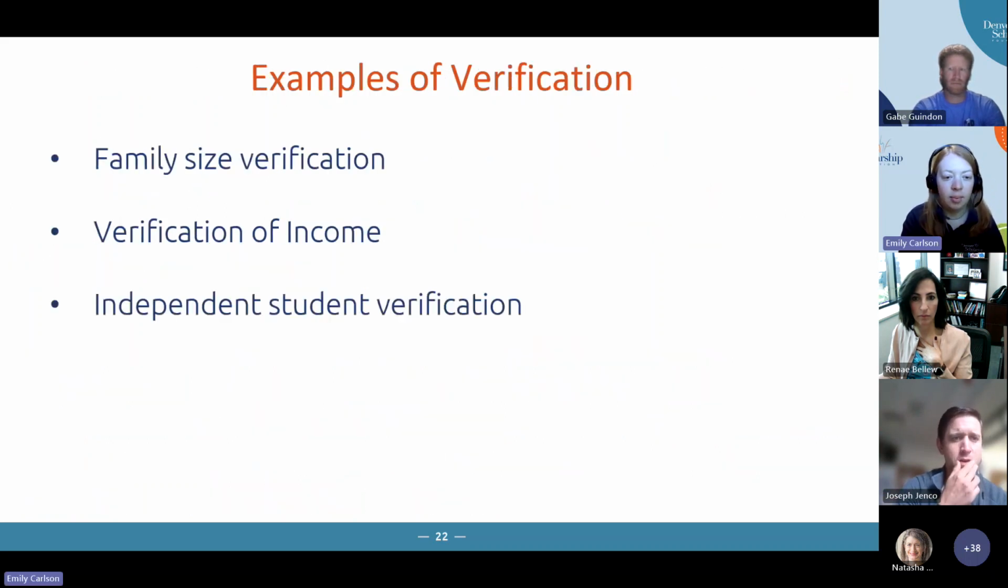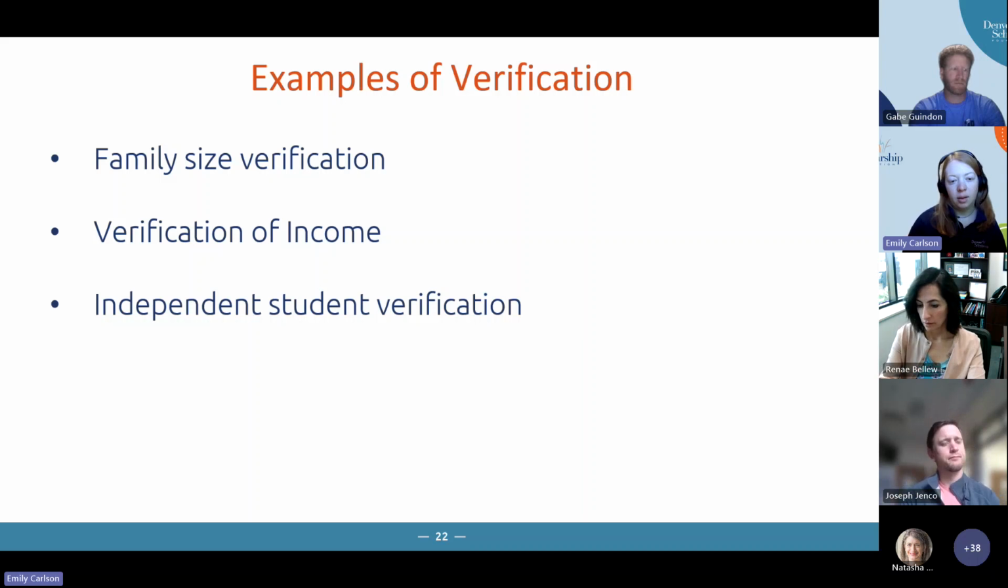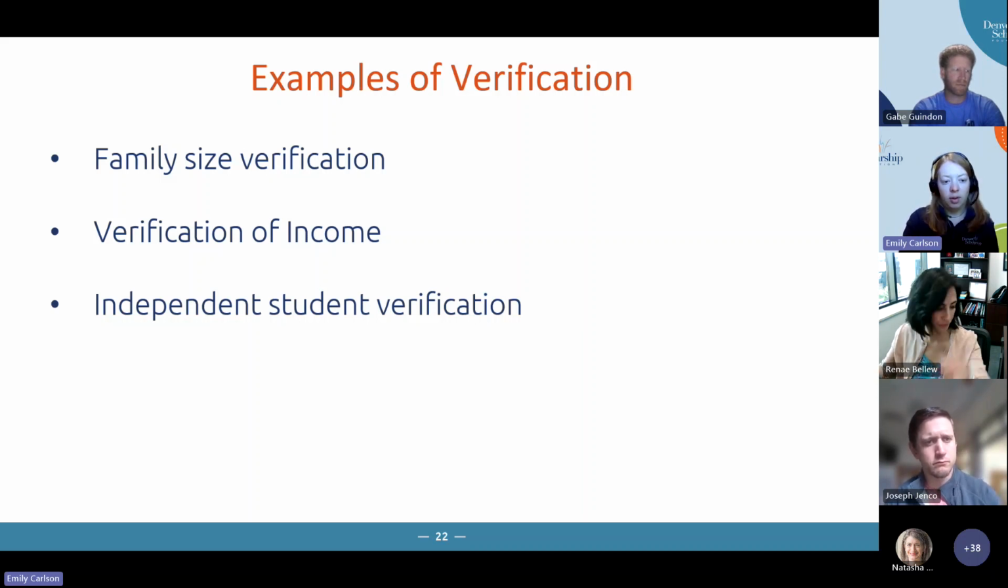Again, examples of verification are family size verification, verification of income, and if the student isn't using parents on the FAFSA, that means they're an independent student, and they will certainly be verified if they completed the FAFSA without any parent information. We'll get more into what independent versus dependent students look like in future trainings, but just know that most of the students that we are working with will be dependent.